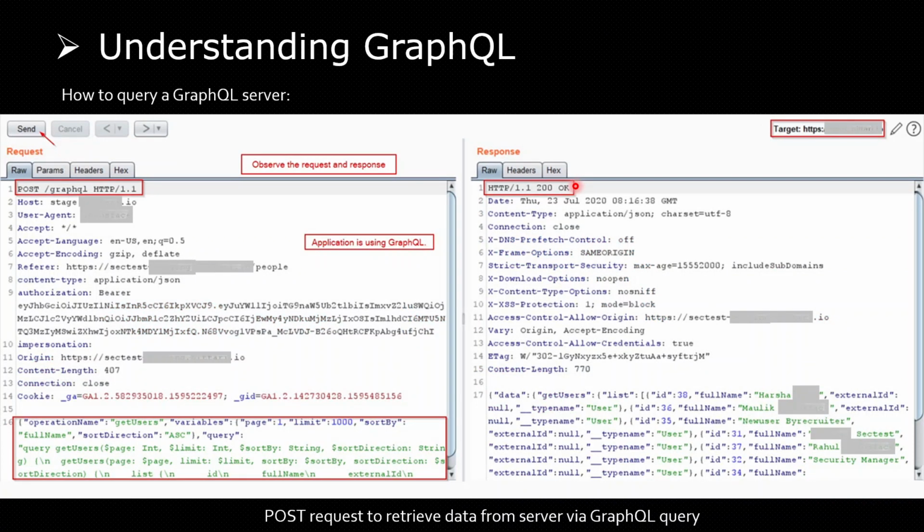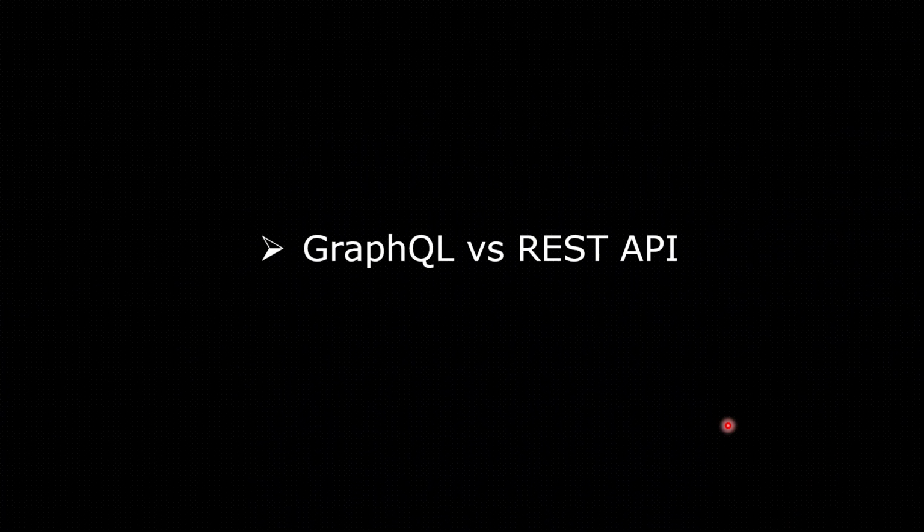And this is an example of a GraphQL server and query. Here this is the POST request to /graphql, and this is the query, and this is a query to retrieve the data from the GraphQL server. We'll understand this in detail, but this is how it works. You send a GET or POST request to a server, you send your GraphQL query, and the server will return the data or the result. This is how GraphQL works.